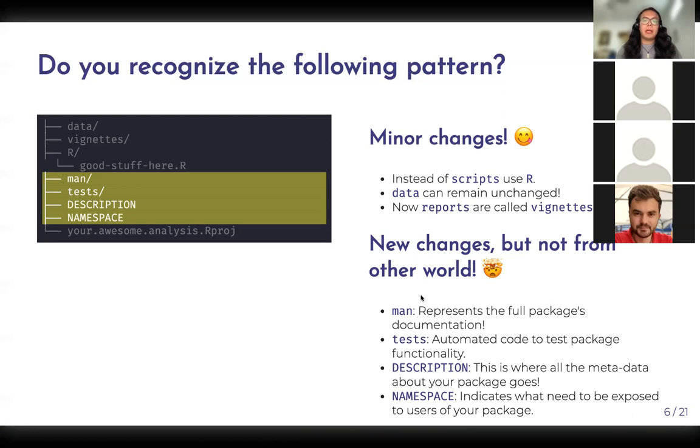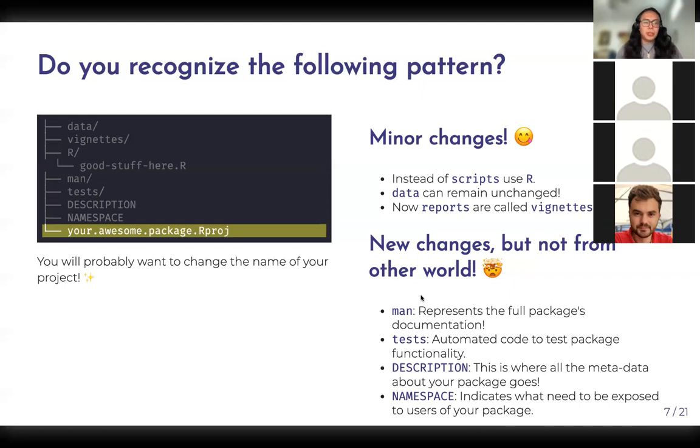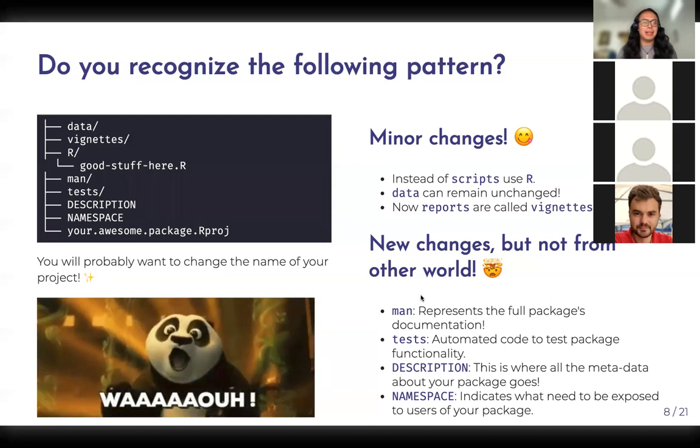Then the DESCRIPTION file is where all the metadata about your package goes. I mean, the version of your package, the title of the package, what your package stands for, what libraries you need, and things like that. The NAMESPACE indicates what needs to be exposed to the user of your package, but you don't really need to worry about this too, since R is going to generate it for you. Then you can change the name of the project. Instead of your awesome project analysis, you can call it your awesome package, right? And that's almost everything that you need to do. And I'm quite sure that you know all of this.